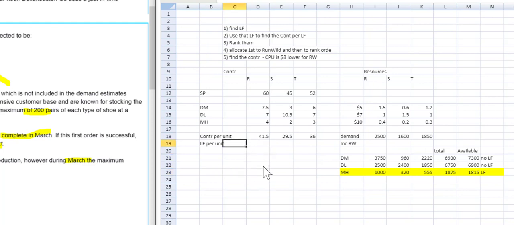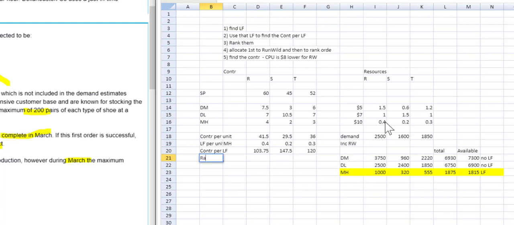We're going to be using machine hours. So machine hours, just pick them up from here, copy them in, and then the contribution per limiting factor is 1 divided by the other. So now we're ready to rank them.